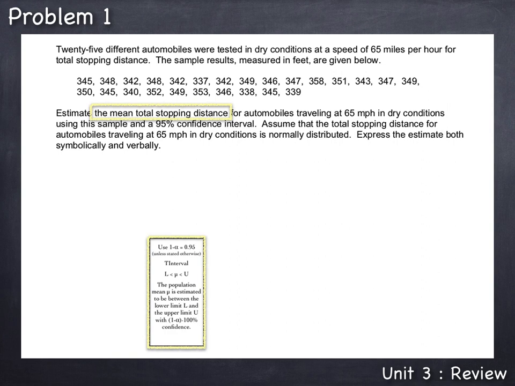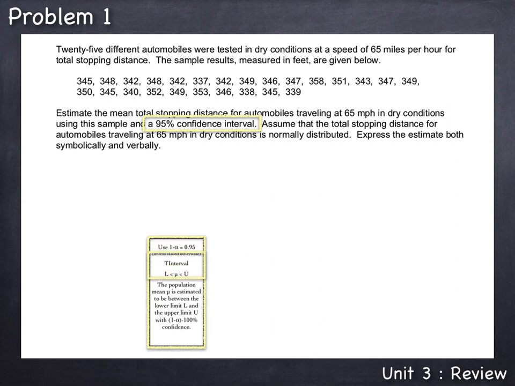All confidence intervals start by specifying the confidence level. The customary confidence level is 95%. The problem does specifically state to use a 95% confidence interval. Even if it didn't specify us to use a 95% confidence interval, we still would use the customary 95 or 0.95 confidence level.